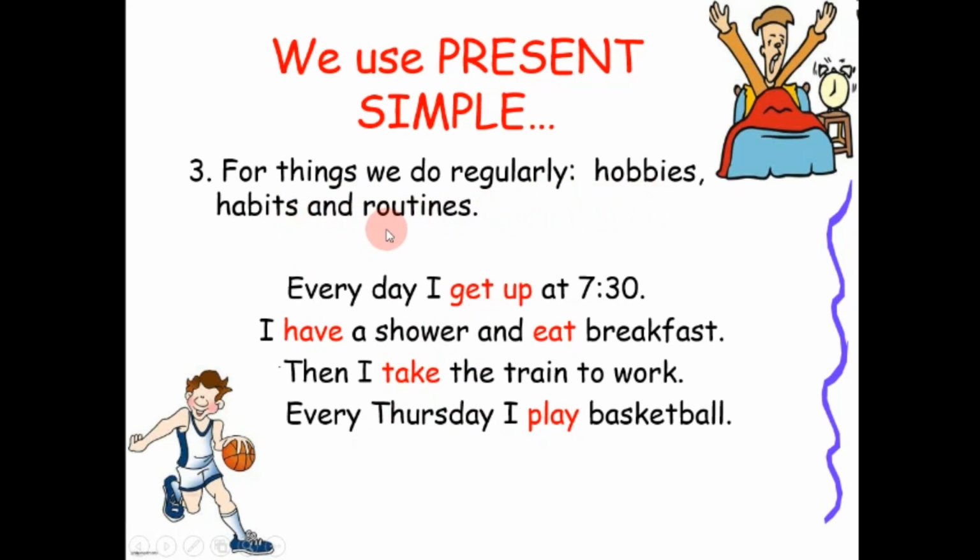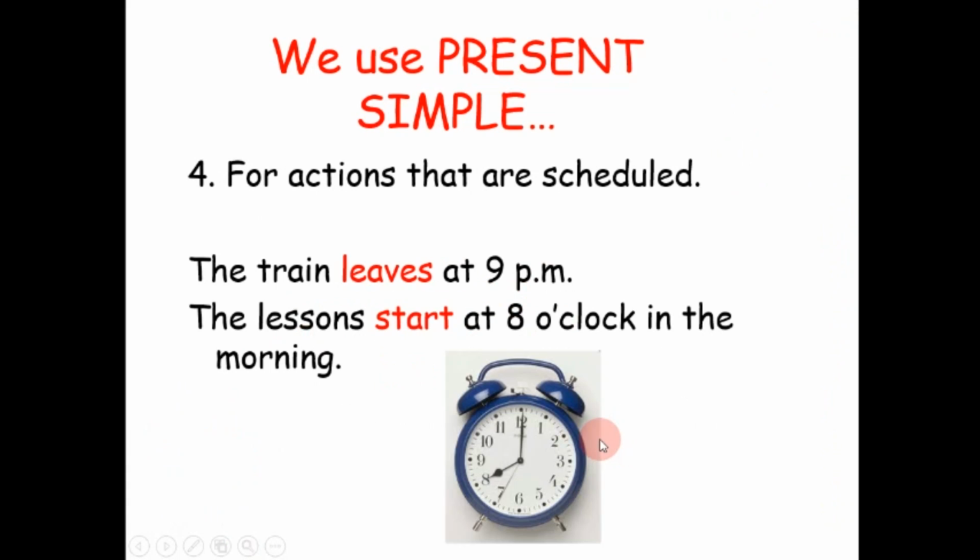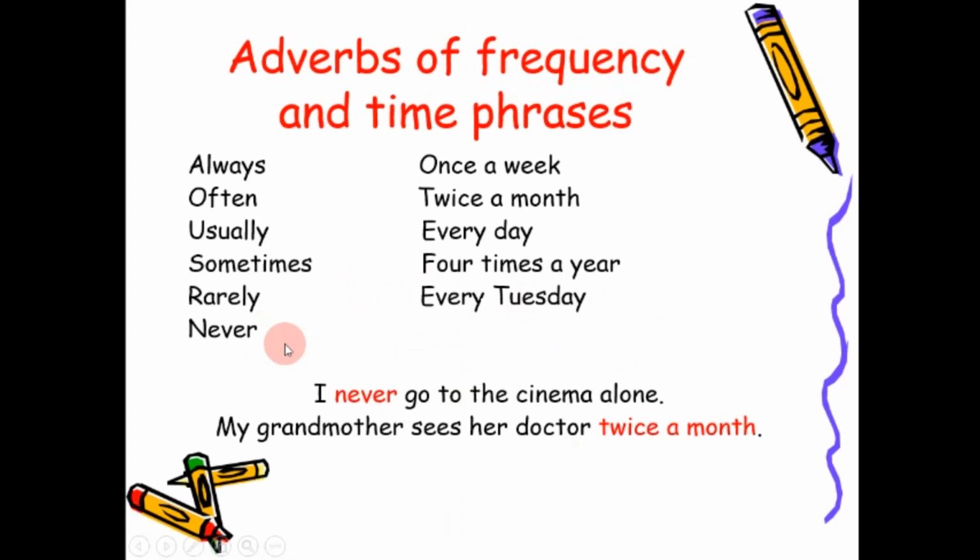The third usage is for things we do regularly. Hobbies, habits, and routines. For example, every day I get up at 7:30. I have a shower and eat breakfast. Then I take the train to work. Every Thursday I play basketball. The last usage is for actions that are scheduled. The train leaves at 9 p.m. The lessons start at 8 o'clock in the morning.